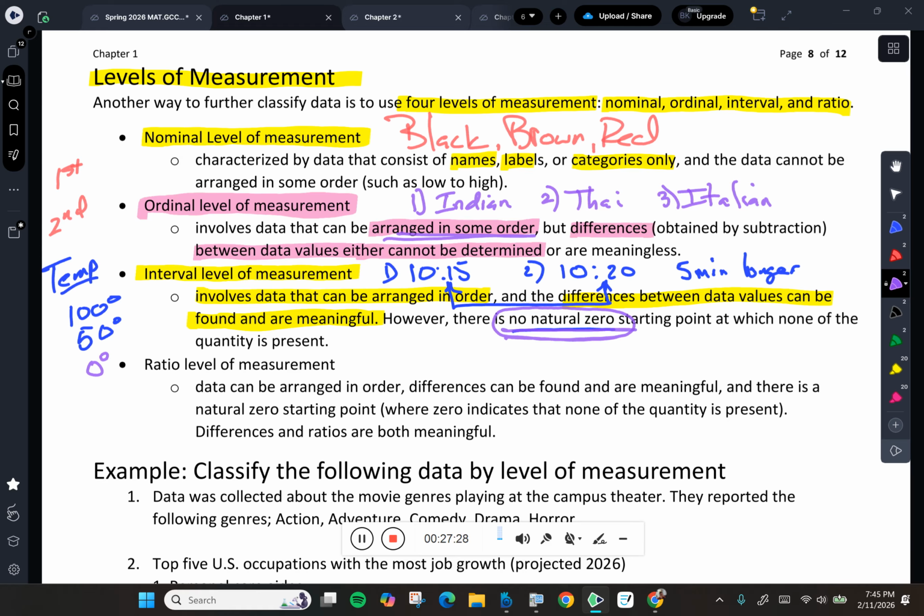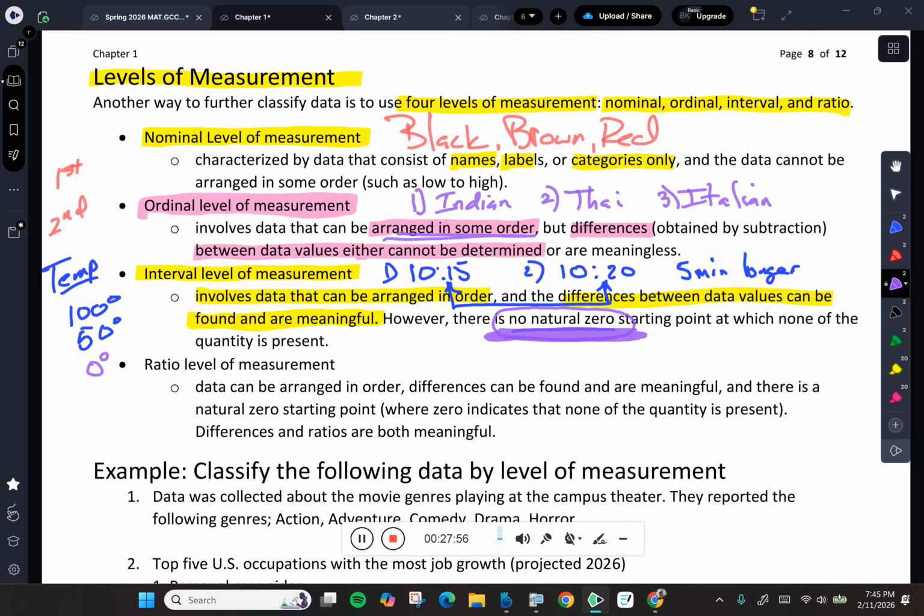A natural 0 is when 0 actually means you have nothing. Right? All right, so think about it this way. If 0 means you have nothing, then you're not interval level of measurement. So would 0 degrees mean you have no temperature? And if 0 degrees means you have no temperature, then yeah, it doesn't work like that.